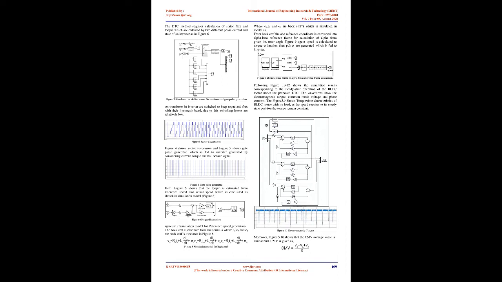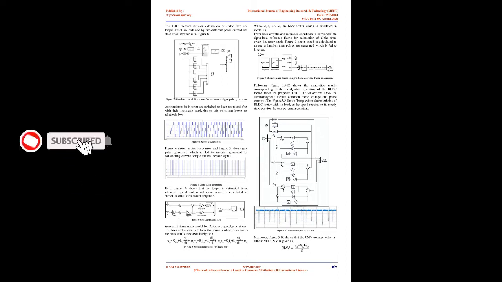The back EMF is calculated from the formula where EA, EB and EC are back EMFs, as shown in figure 8, which is simulated in the model. From the back EMF, the ABC reference coordinate is converted into the alpha-beta reference frame for calculation of alpha from the given rotor angle. In figure 9, speed is calculated for torque estimation, then pulses are generated which are fed to the inverter.